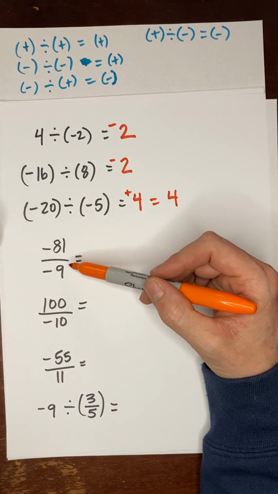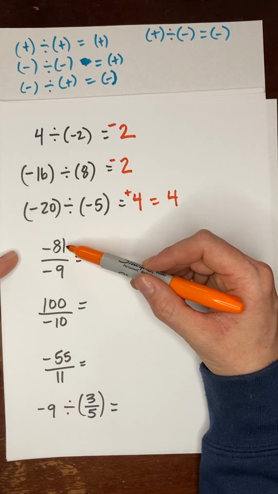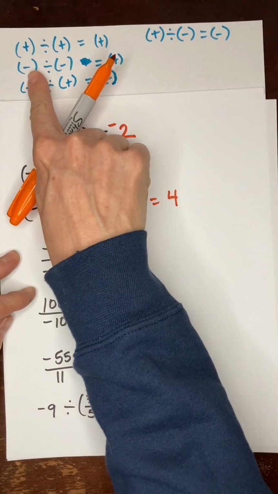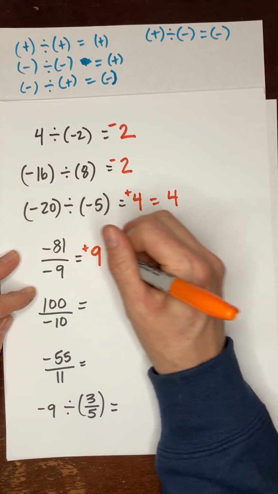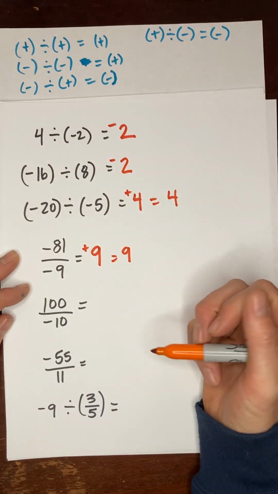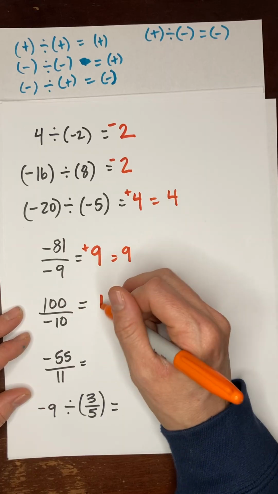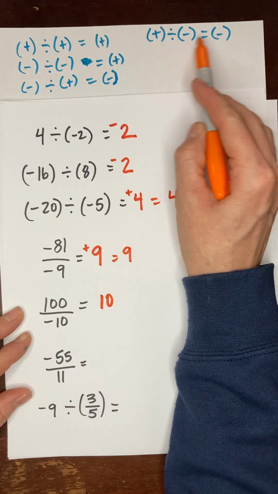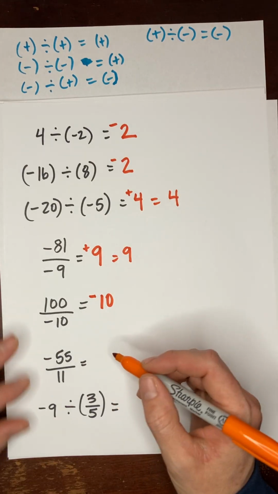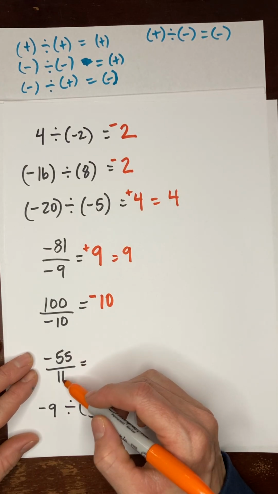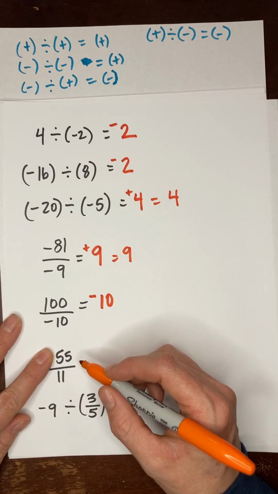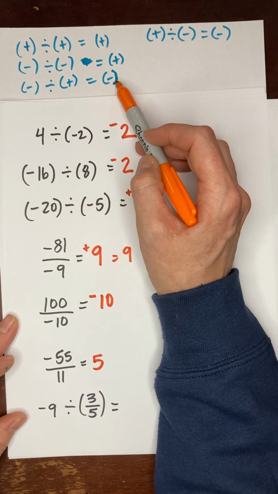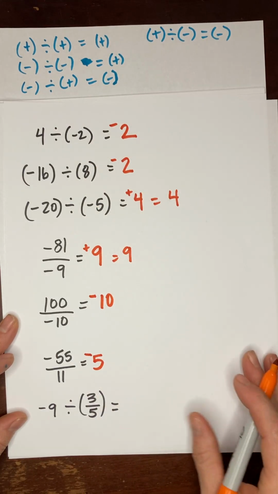Now here's division. Fraction bar means division. 81 divided by 9 is 9. A negative divided by a negative right here gives me a positive answer. Again, I don't have to write the plus sign. 100 divided by 10 is 10. I have a positive divided by a negative, so my answer is negative 10. Minus 55 divided by 11, well, 55 divided by 11 is 5. And a minus divided by a plus gives me a minus answer, so minus 5.